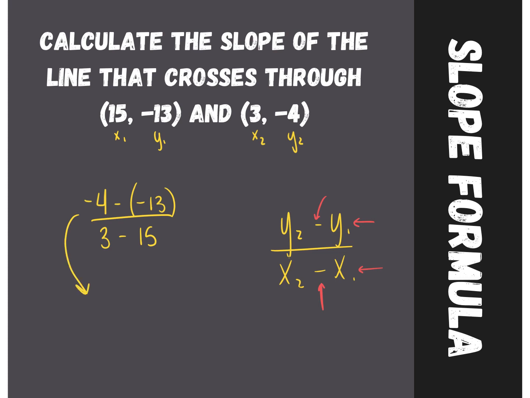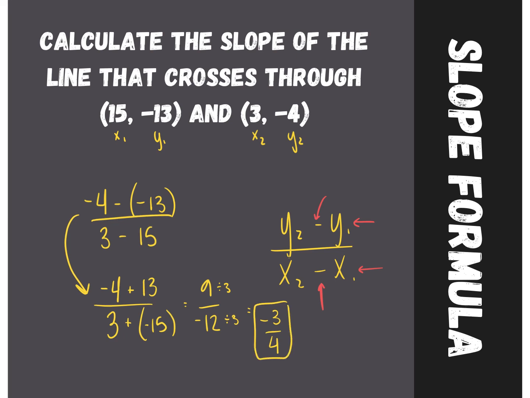Again, I'm going to rewrite this so I know that I can take -4 and add the additive inverse, which is +13. On the bottom, if I really wanted to, I could still change that. I could change it to adding the additive inverse, which is -15. When I simplify my numerator, I get 9, and my denominator gives me -12, which isn't as pretty as the last example. However, in this case, if I divide both by 3, I get my slope, which is -3/4.